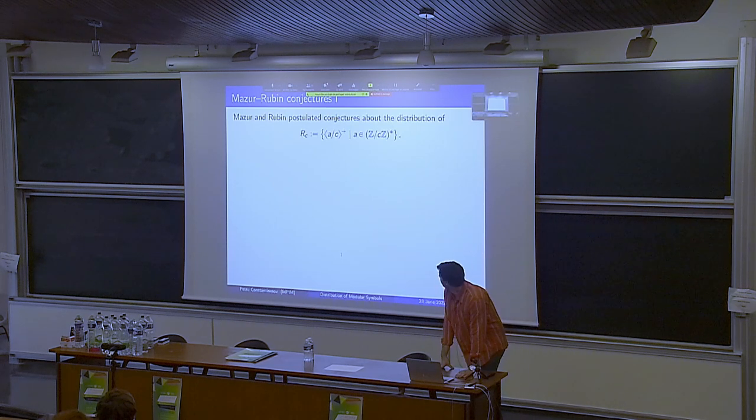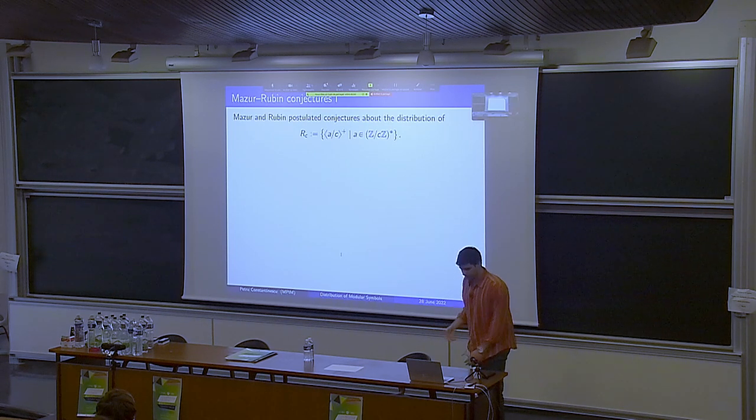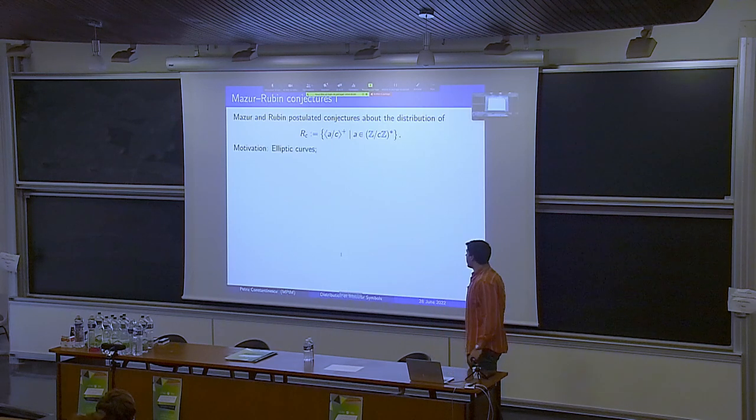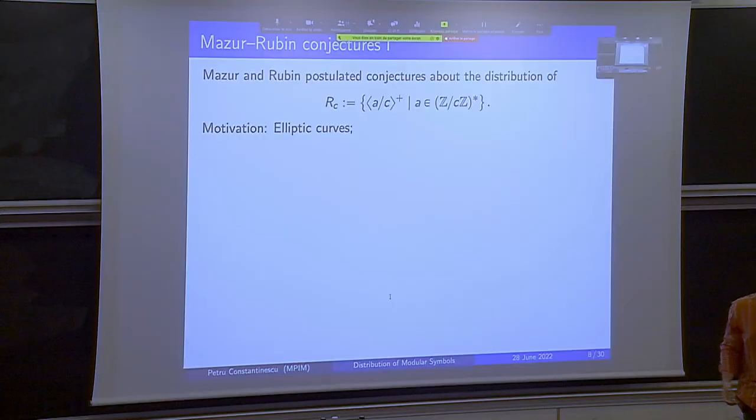First of all, the set R_C is again modular symbols of fixed denominator C. And as we've seen before, we have the translation by one. That's why I said that A can be coprime with C. And the motivation for studying this comes from elliptic curves.